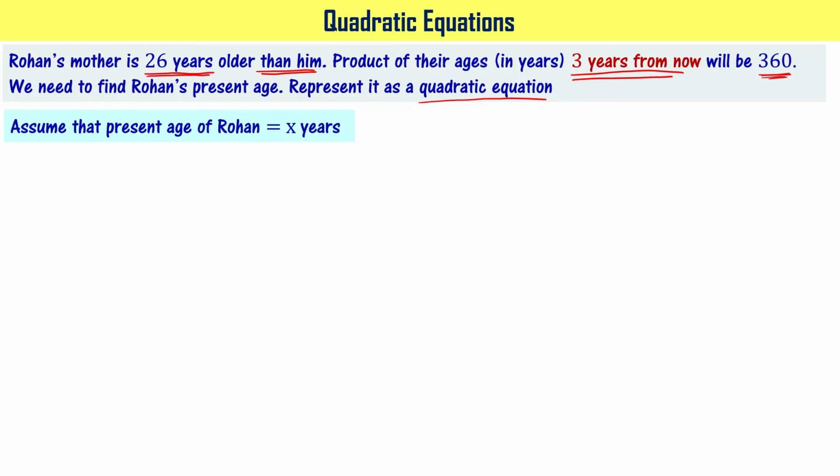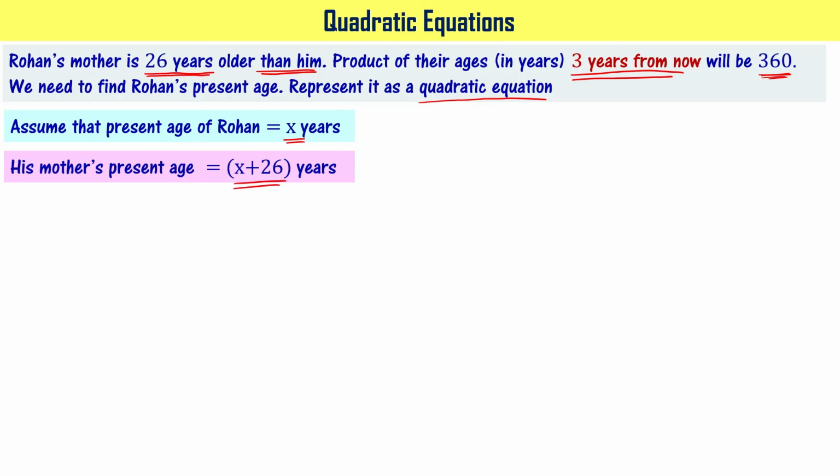Understood? So let us convert this particular problem statement into a quadratic equation first. Let us assume that the present age of Rohan is x years. If present age of Rohan is x years, Rohan's mother is going to be x plus 26 years, right? Because she is 26 years older than Rohan. Understood? We assumed Rohan's age to be x. Then Rohan's mother's age is going to be x plus 26 years. This is present age, right? After 3 years, we have to find what are their ages.